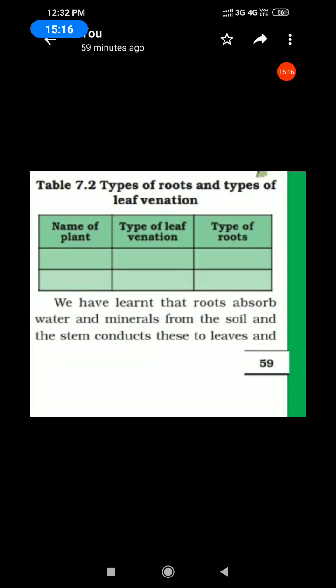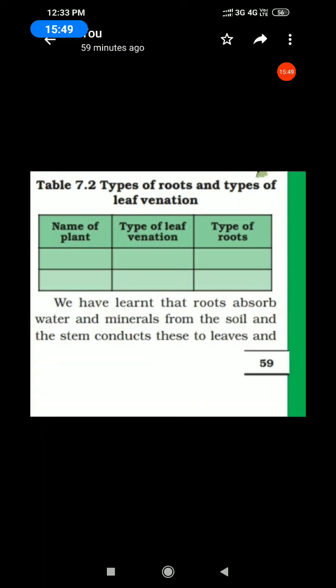All of you fill the table 7.2. We have learned that roots absorb water and minerals. Underline the word. Students, all of you underline the word. We have learned that roots absorb water and minerals from the soil. And the stem conducts these. Underline the word, stem.